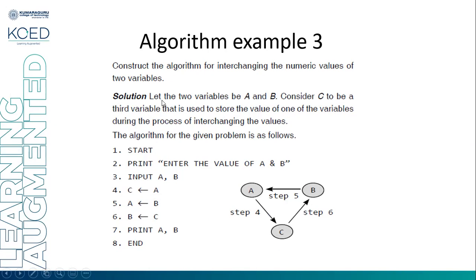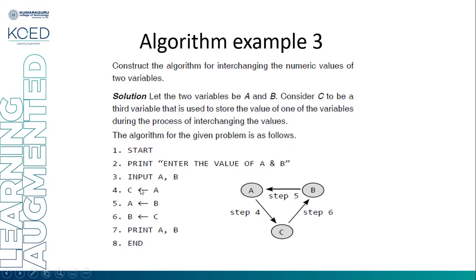C is a third variable that is used to store the value of one variable during the process of interchanging the values. The C is mainly used to store the value of a variable, either A or B, during the interchange. The algorithm for the given problem is as follows: start, print enter the value of A and B. The values of A and B are obtained from the user and get stored.